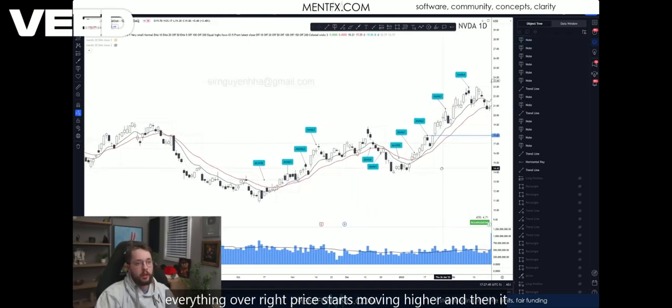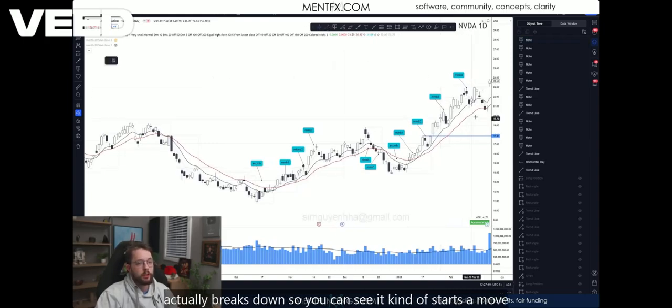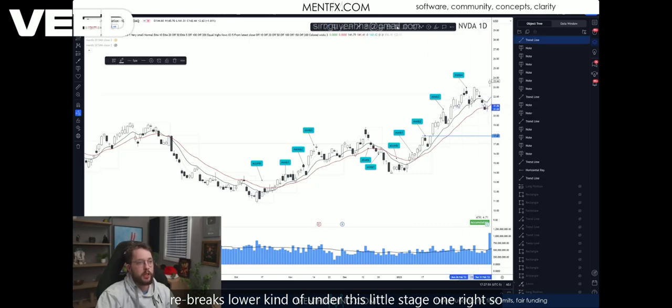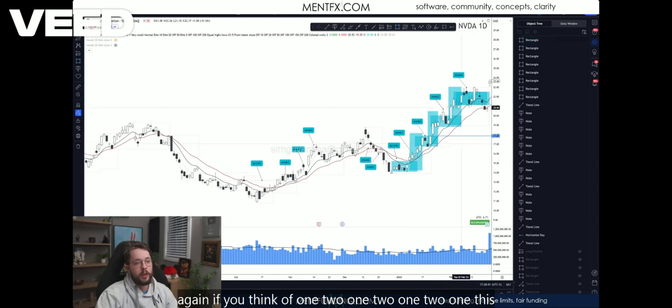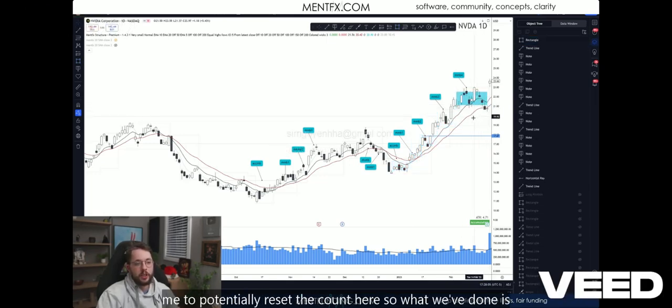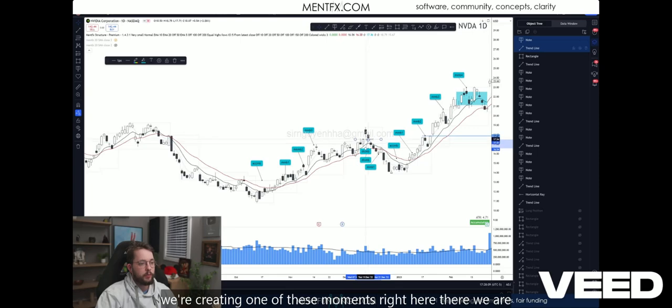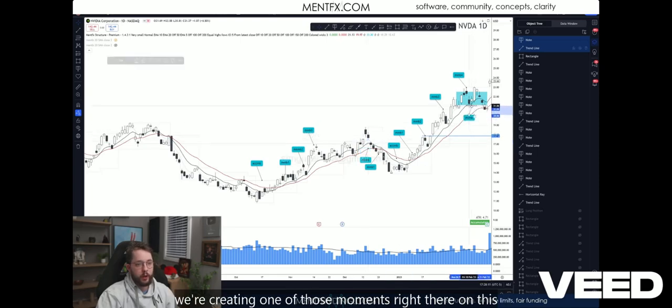Price starts moving higher, and then it actually breaks down. So you can see it starts a move, re-breaks lower, under this little stage 1, right? So again, if you think of 1, 2, 1, 2, 1, 2, 1, this little break right here, just that candle alone, is enough for me to potentially reset the count here. So what we've done is we're creating one of these moments right here. There we are. We're creating one of those moments right there on this candle.